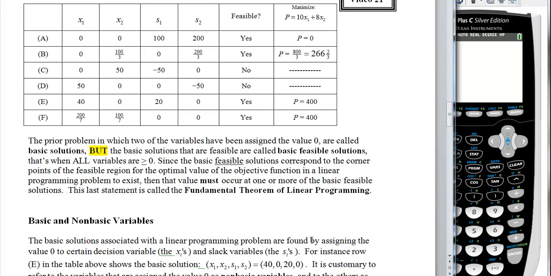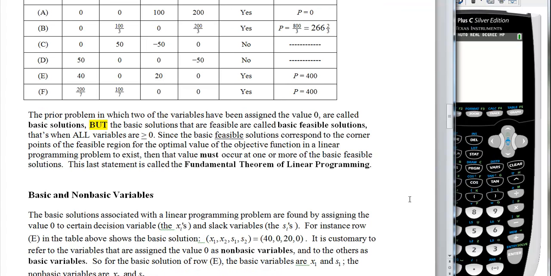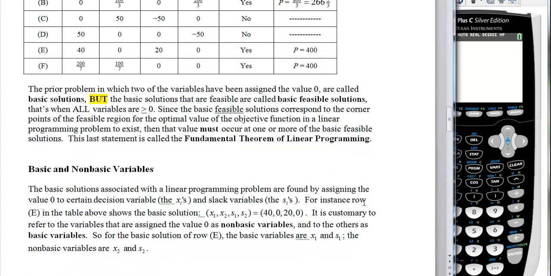The basic solutions associated with linear programming problems are found by assigning a value 0 to certain decision variables, the x sub i's, and the slack variables, the s sub i's. For instance, row E right here in the table above shows the basic solution x sub 1, x sub 2, s sub 1, s sub 2 is equal to 40, 0, 20, and 0. It's customary to refer to the variables that are assigned the value 0 as non-basic and to the others as basic. So for the solution of row E, the basic variables are x sub 1 and s sub 1, and the non-basic variables are x sub 2 and s sub 2.